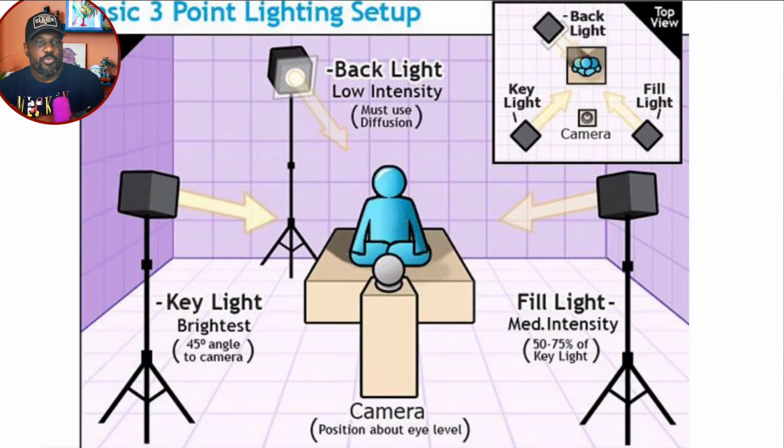So here's the basic 3-point lighting system in a different view. Okay, again, you're sitting there in your meditative state, in your bliss of illumination, and the camera is right there about eye level. Okay, so your key light, that's your brightest light, 45 degrees to the camera. You don't want it directly.